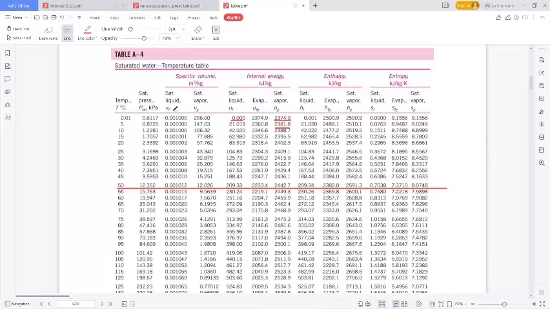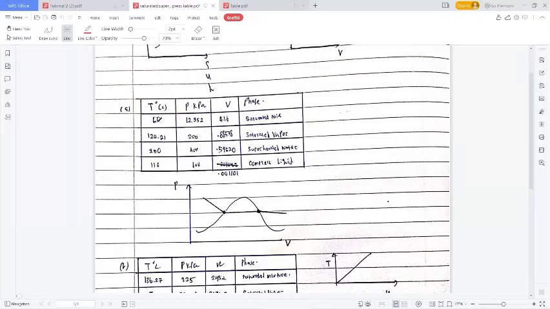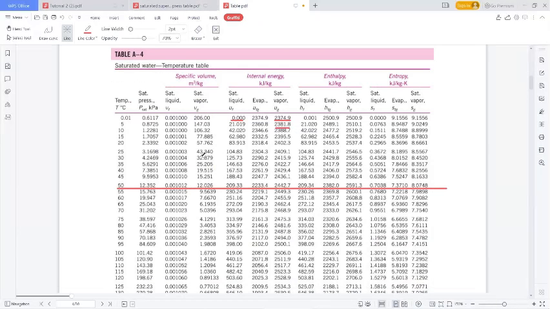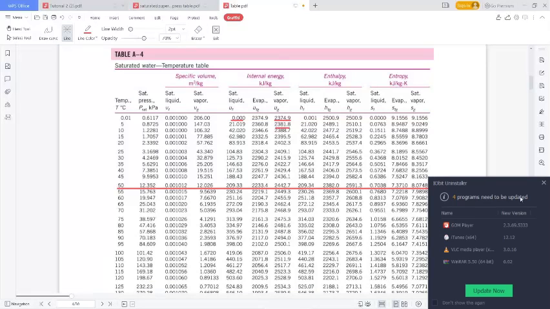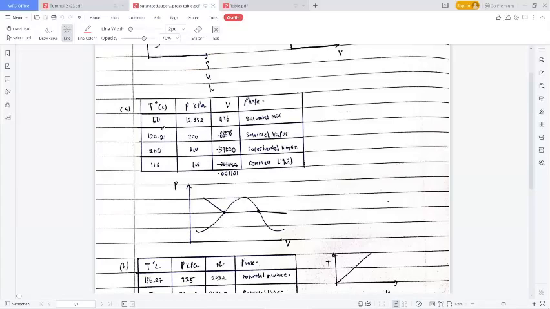I already made a video about what vf and vg are, so if you want to know what they are, you can refer to that video. So this is in the form of a saturated mixture. So what do I have? If you look at the saturated pressure, you will have 12.352 kPa. So that is the answer for the first row.